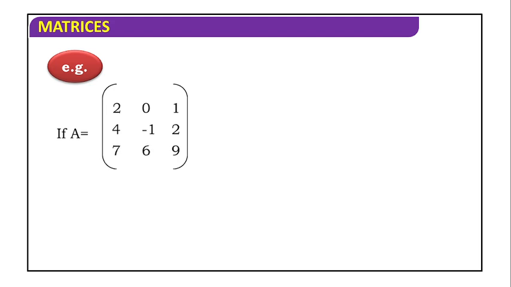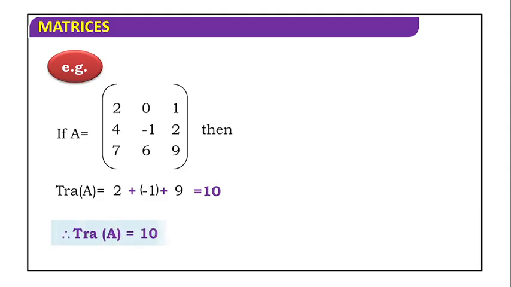Now considering the matrix A, here diagonal elements are 2, 1, minus 1 and 9. Now the sum of these 3 elements is equal to 10, then the trace of A is 10.